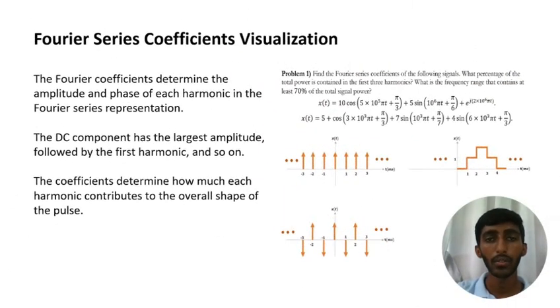Fourier series coefficients visualization. The Fourier coefficients determine the amplitude and phase of each harmonic in the Fourier series representation. The DC component has the largest amplitude, followed by the first harmonic, and so on. The coefficients determine how much each harmonic contributes to the overall shape of the pulse. As you can see, the picture regarding the Fourier series coefficient visualization.